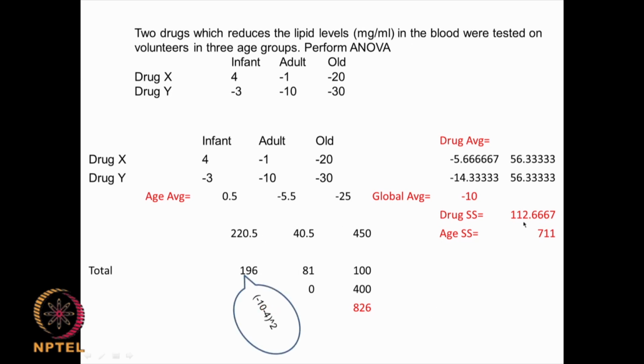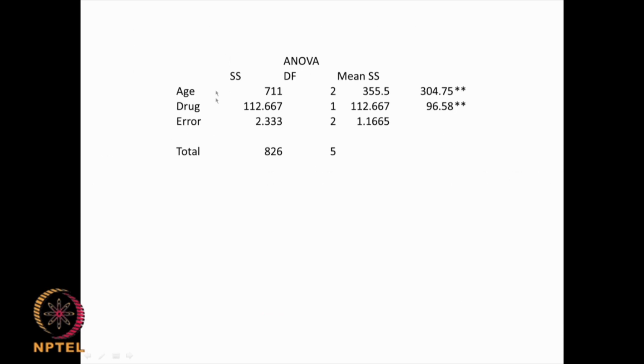Very simple. So minus 10 is your global average: minus 4 squared, minus 10 minus 1 squared, minus of minus 1 is plus 1, so 981. Then add up all these, that will give you the total sum of squares. So you got the total sum of squares, the drug sum of squares, and the age sum of squares. If you subtract both from this, you will get the error sum of squares. You understand? So let us go to our ANOVA table: total sum of squares, age sum of squares, drug sum of squares, and error is got from subtracting these 2.